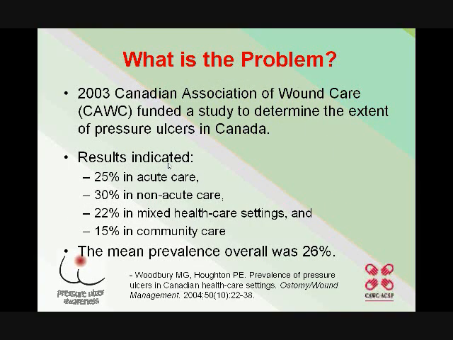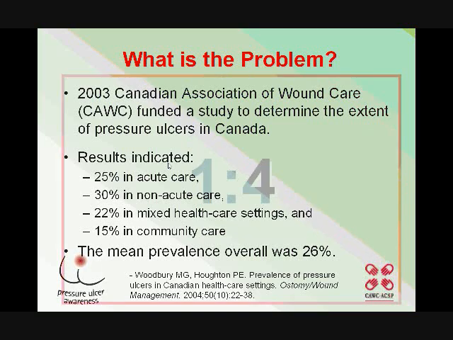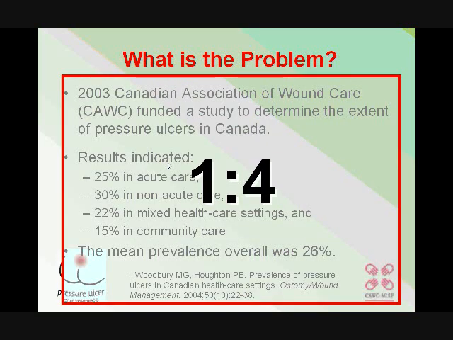Back in 2003, we commissioned Woodbury and Houghton to look at the extent of pressure ulcers in Canada, and the results were quite shocking. We discovered 25% in acute care, 30% in non-acute care, 22% in mixed healthcare settings, for example, a facility that might have acute and long-term care, and 15% in the community. The mean overall prevalence was 26%. So this meant 1 in 4 people in healthcare settings had a pressure ulcer.